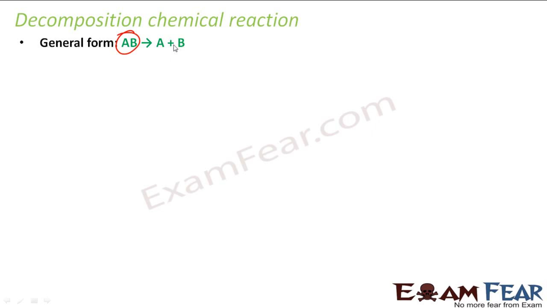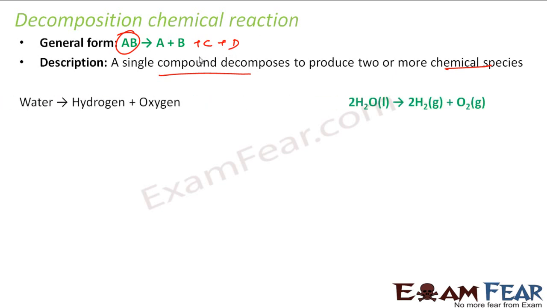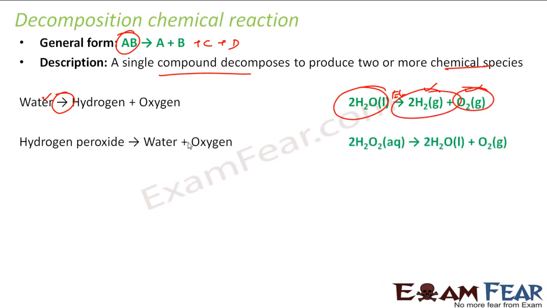So we have this one compound AB, which decomposes to become two compounds. The description says a single compound decomposes to become two or more chemical species. It may be more also, it can be C and D also. The concept here is one compound breaks into multiple compounds. For example, you have water, you pass some electricity through it, and that becomes hydrogen and oxygen. This is electrolysis, where water as a bigger compound breaks into two smaller compounds.